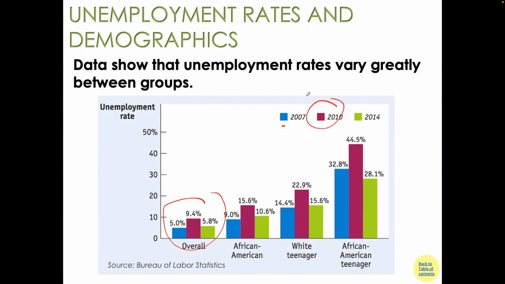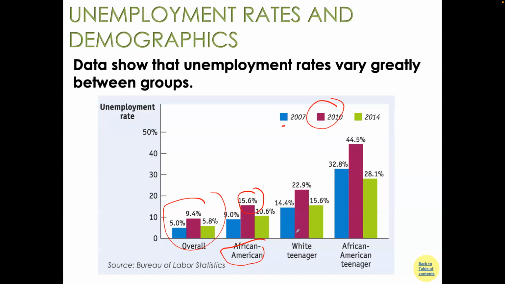So we are in the trough of the business cycle, meaning we are entering the darkest days of the Great Recession. The overall unemployment rate was close to 10%. However, if we look at some subgroups, you're going to see a different picture. Let's start with the first one, African Americans. As you can see, the number is much higher.